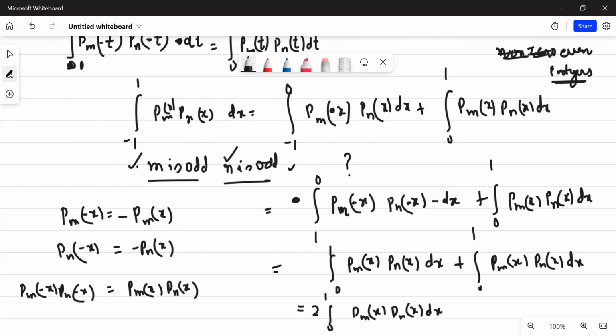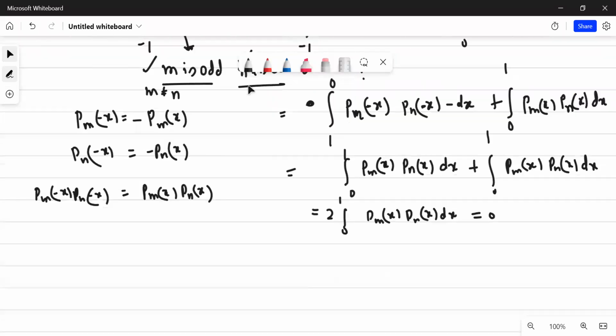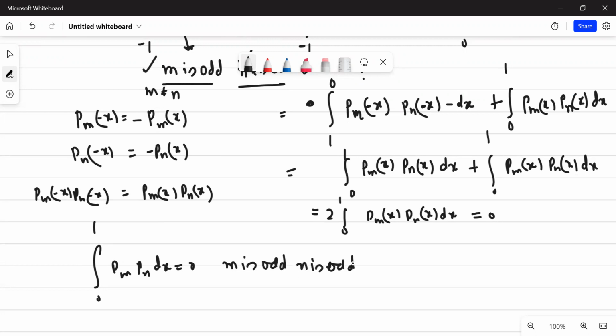And understand, if m is odd and n is odd and both of them are not equal, then this particular integral would become 0. So this particular integral becomes 0, and it implies this is 0. So again, I'll write that integration from 0 to 1 Pm Pn dx would be 0 if m is odd and n is odd.